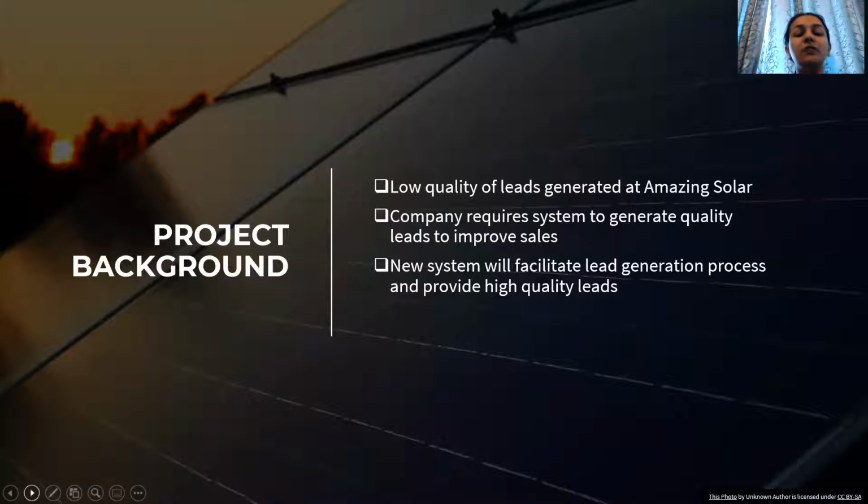Moving to the next, I will first talk about the team components, then I will explain my individual components. First of all, the project background. There is an urgent need: the lead generation at Amazing Solar has low quality leads. They urgently require a system that could generate better quality leads so that they can improve their sales. The new system will facilitate the lead generation process and provide high quality leads.